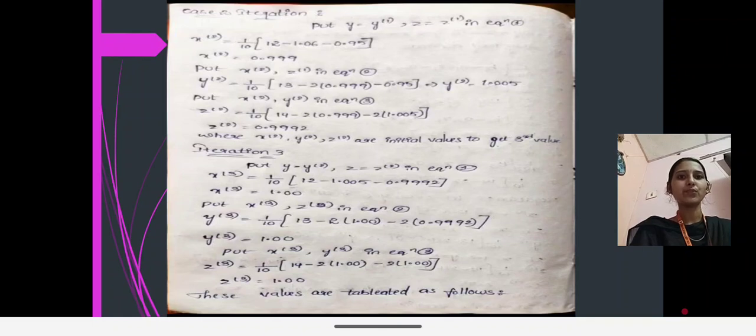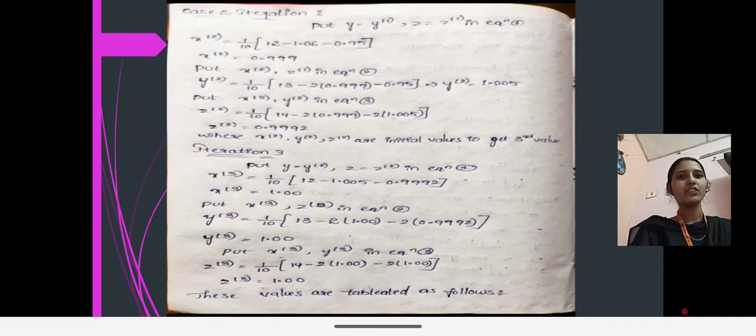x power 2 equals 1 divided by 10. In the previous step we got the y1 and z1 values, and we substitute those values in equation 1. We get the x power 2 value equals 0.999. Then substitute x power 2, z power 1 in equation 2. Then we get the y power 2 value 1.005. Now substitute x power 2, y power 2 in equation 3. Then we get the z power 2 value 0.992, where x power 2, y power 2, z power 2 are the initial values to get the third value.